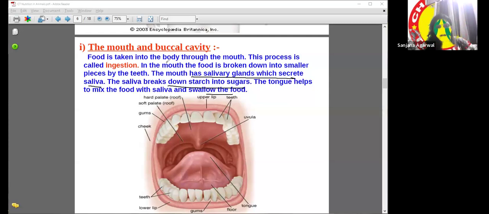So the mouth also has some kind of substance released for the digestion process. That is saliva, released by salivary glands, which breaks down starch into sugar. If you have ever noticed that if anything lacks spices and you keep chewing it, you will get a sweeter taste after you chew it enough. Why? Because chewing breaks the bite into smaller pieces, which is actually the breakdown of starch present in the food into sugar, right? So the tongue helps to mix the food with saliva and swallow the food. Note this down.